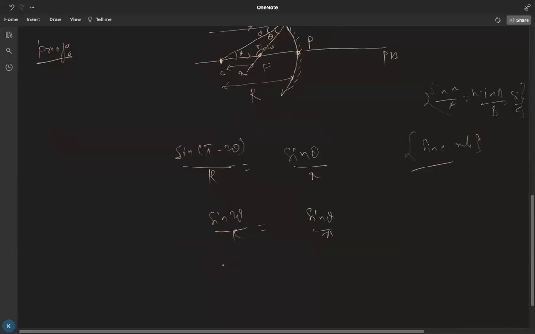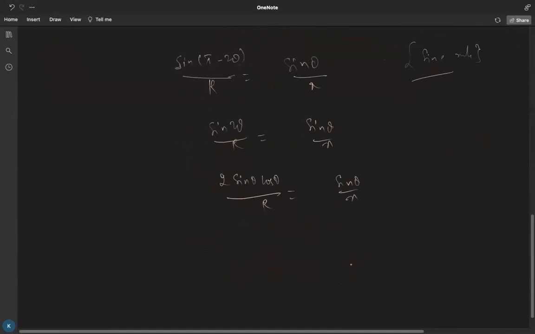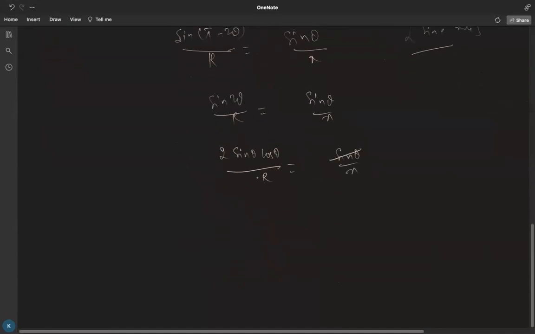And one more thing we're going to write here, the sine 2 theta formula will be 2 sine theta cos theta by R is equal to sine theta by x. So here the sine theta gets cancelled, and we get 2 cos theta by R is equal to 1 by x. So here we get x is equal to R by 2 cos theta.